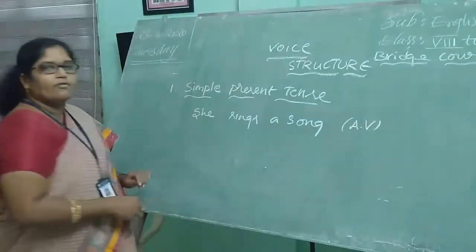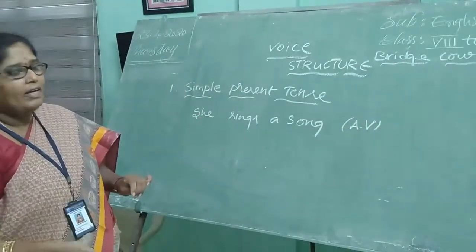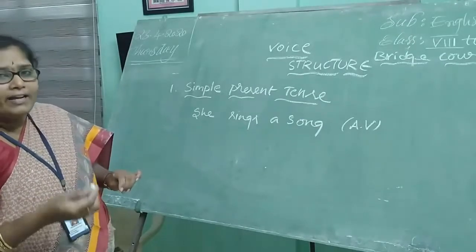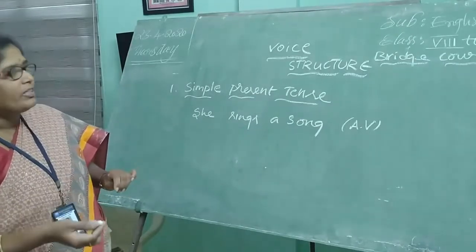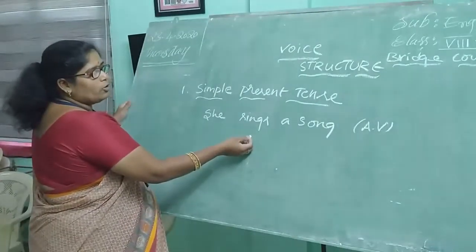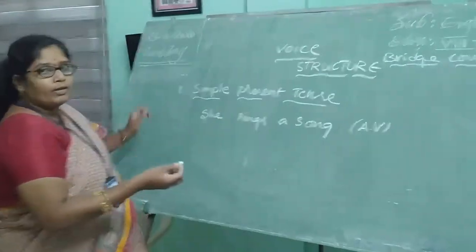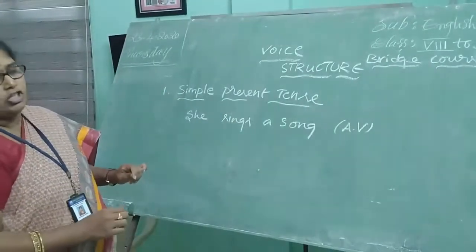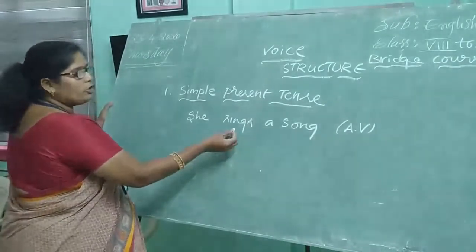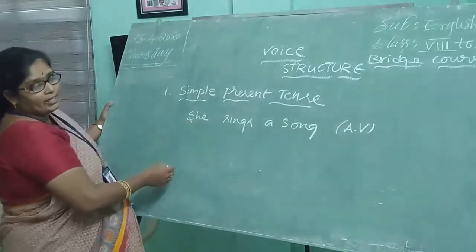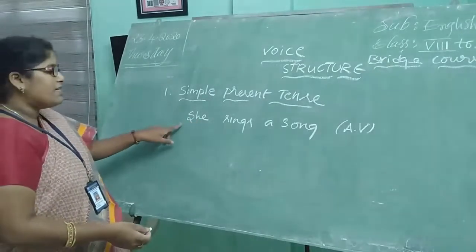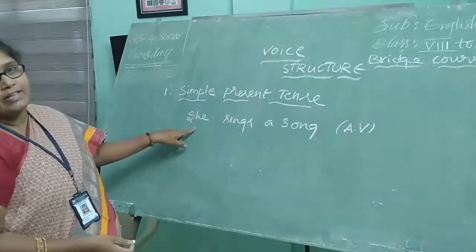In the earlier classes we have discussed how to identify a sentence, and also how to identify a subject and object in a sentence, children. So if you put the question who, whatever answer you get becomes the subject, children. Here the verb is sings. If you put the question who, you will get the answer she. So she shall be the subject in this sentence, children.